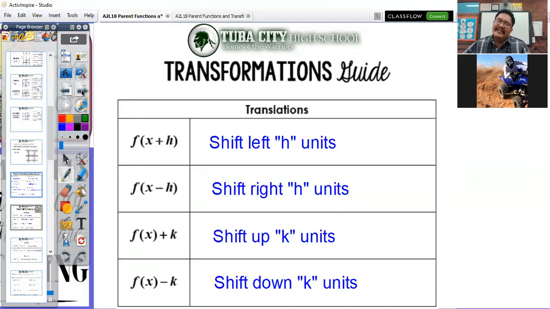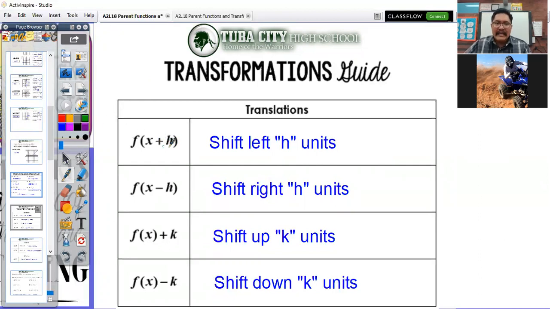I know not everyone would have a way of copying it, but just write this down on your page. And we have shifting left H units. Now again, the side to side is inverted. It's backwards from the way you would think.